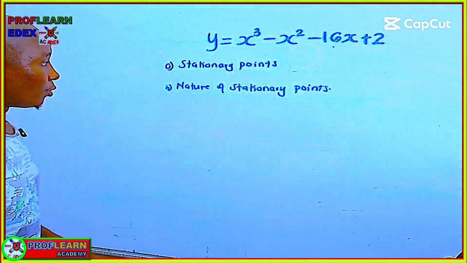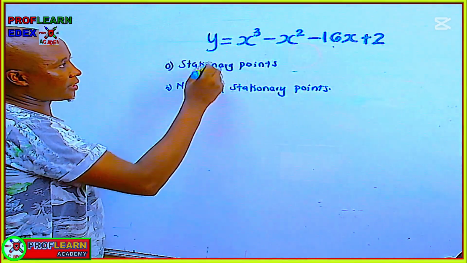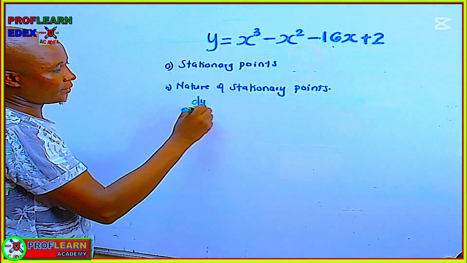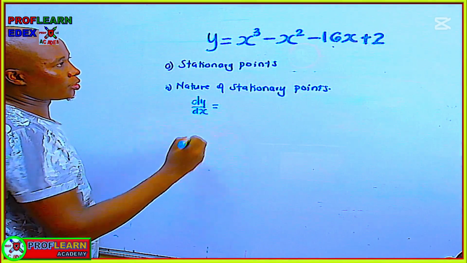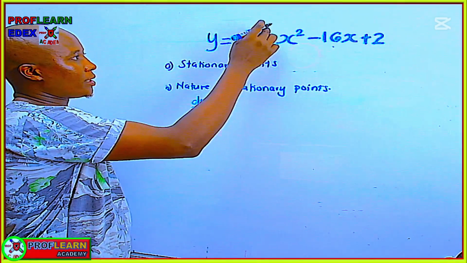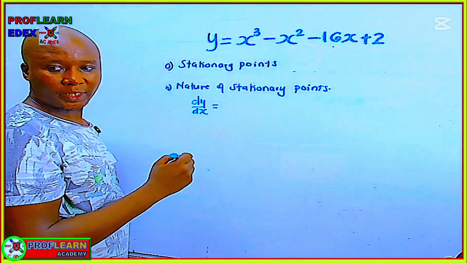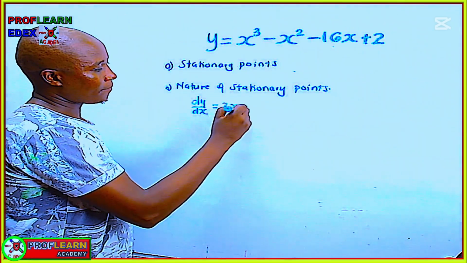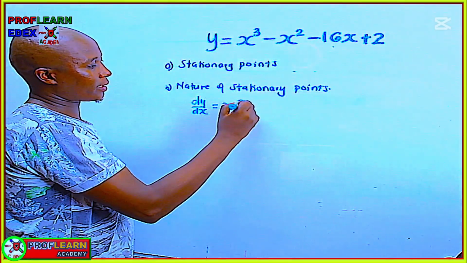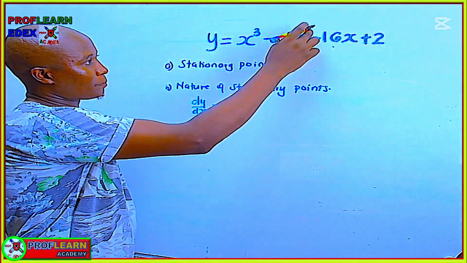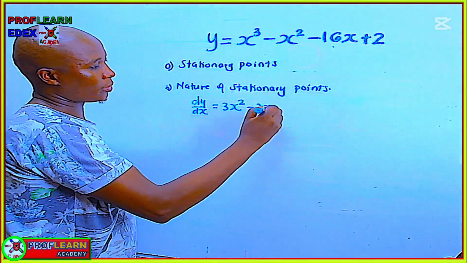You need to differentiate this so that it becomes dy/dx. dy/dx is equal to what? We are going to take the power in front of x, and that's going to be 3. Then we decrease the power by 1, we shall have 2. Then take this power down, we shall have minus 2x.